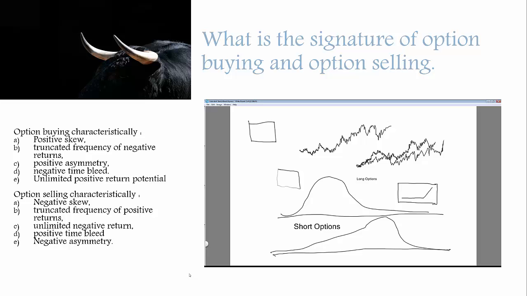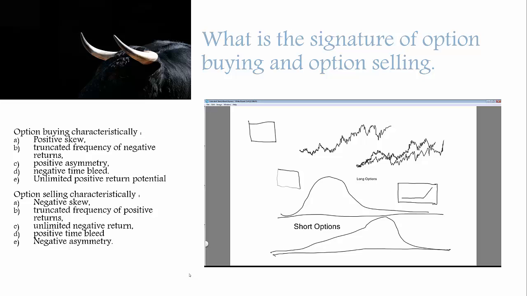Broadly speaking, the two different types of option strategies that exist are buying and selling. Option buying normally entails risking a fixed premium for an unlimited gain. So that leads to a positive asymmetry of returns. It leads to negative time bleed. If the market moves nowhere, you tend to lose money on the position. And you also have a benefit of truncated frequency of large negative events.